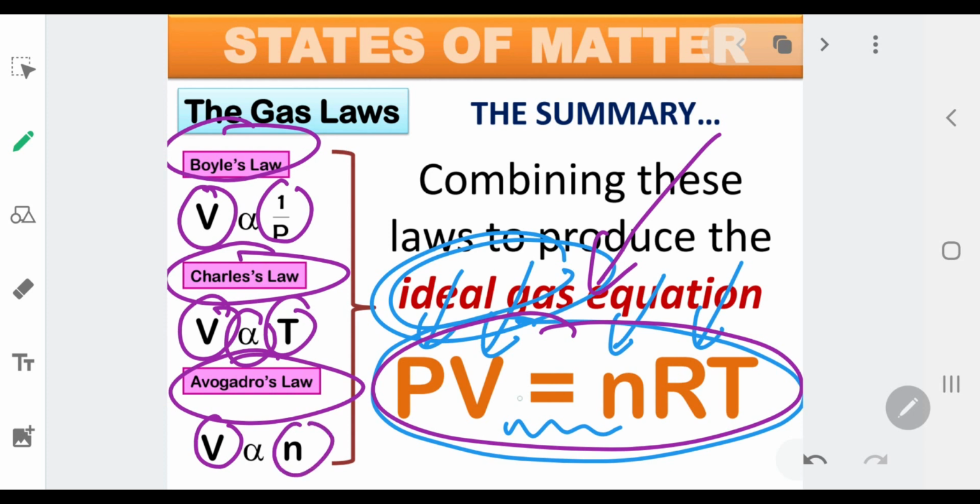So combining all three gas laws, you would be able to make this equation right over here, PV = nRT. I think it's quite easy for us to remember the formula. I personally think that PV = nRT is one of the easiest formulas to remember, because it rings quite well in your ears.